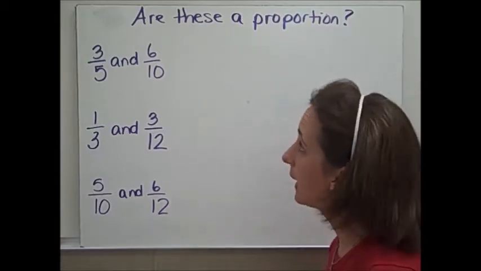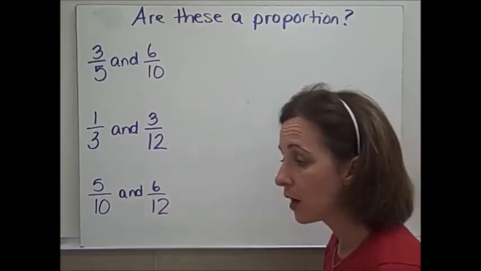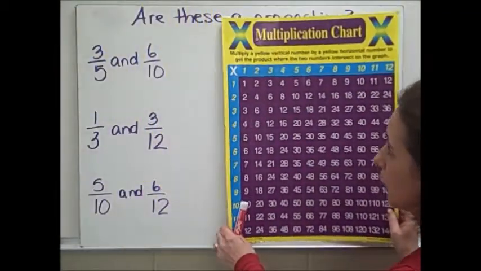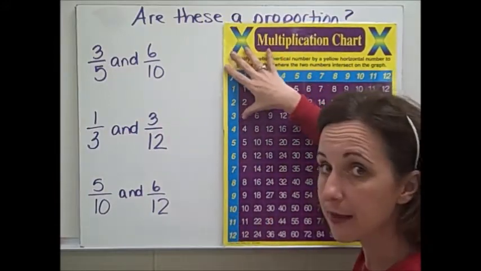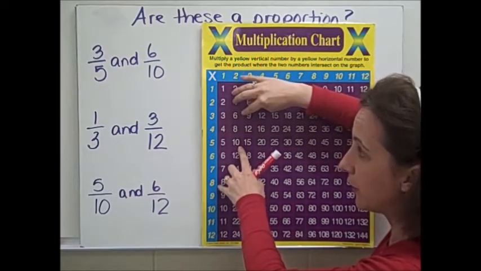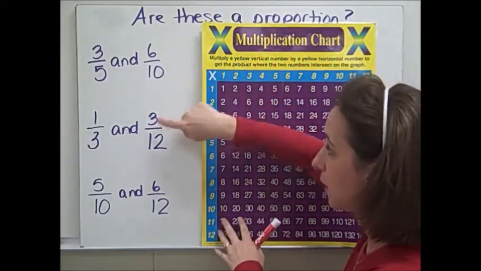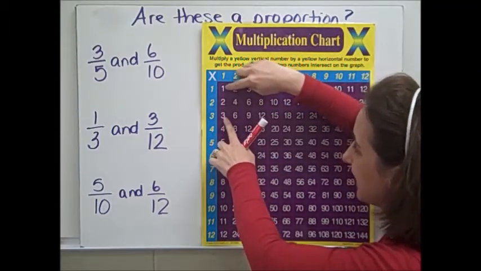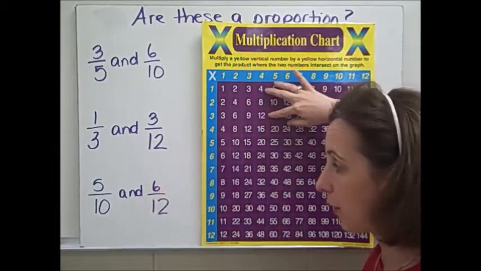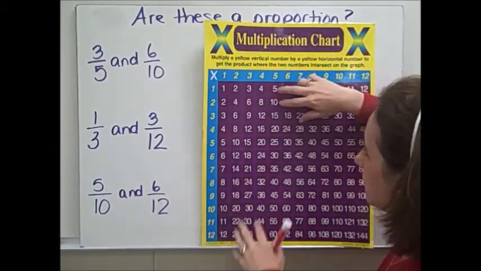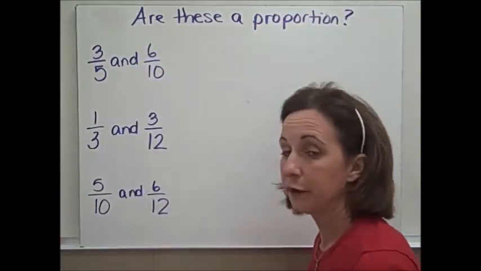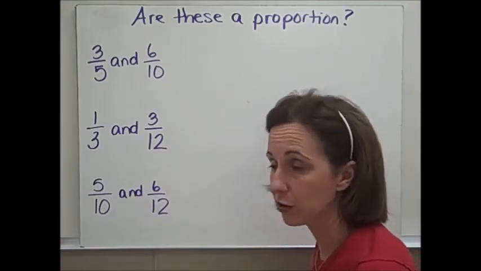So your question might say, are these a proportion? Which means, are these equivalent? And I'm going to show you 2 ways to confirm yes, they are, or no, they're not. The first one is to find them on the ratio chart. 3 to 5 is in the same row as 6 to 10. So we would say yes. 1 to 3 is in the same row as 4 to 12. So we would say no. 5 to 10 is in the same row as 6 to 12. So we would say yes. So the first way to check is to use the multiplication chart.